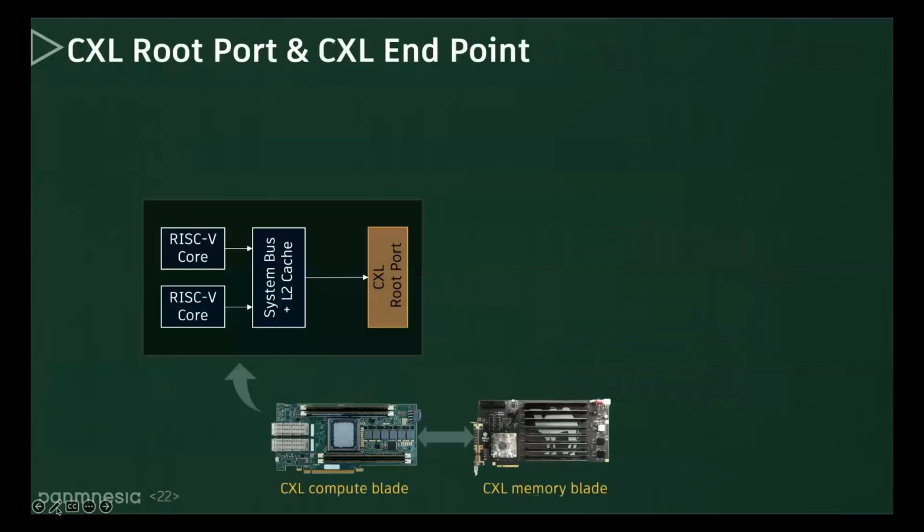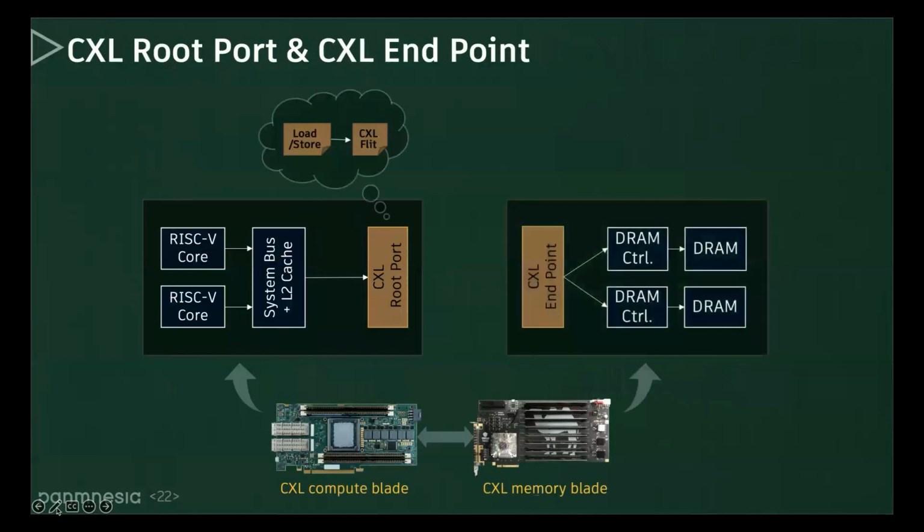The CXL CPU implements a CXL root port, which extends the PCIe root port with CXL support. In case of a cache miss, the CXL root port will convert the memory request into a CXL flit. The CXL memory device implements a CXL endpoint, which extends the PCIe endpoint with CXL support. It converts the incoming CXL flit into a memory request so that the memory controller can understand it.